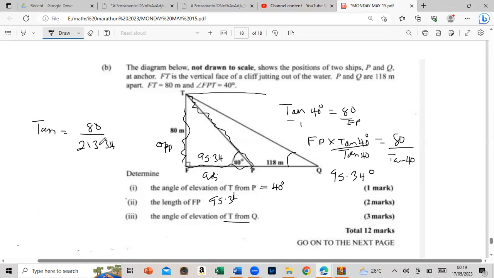When we divide that, we get 0.375. And this is where you press shift on your calculator, tan, and you'll see tan to the negative one. Press this, press equals, and it should give you 20.6 degrees.